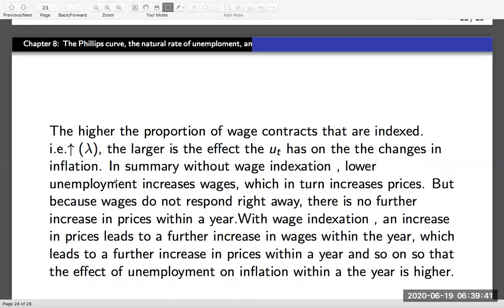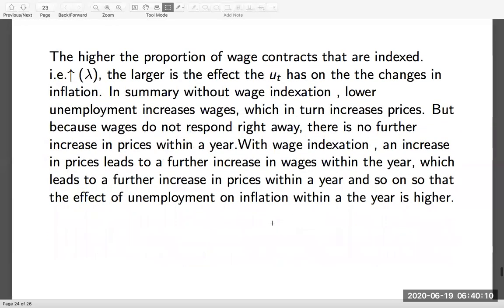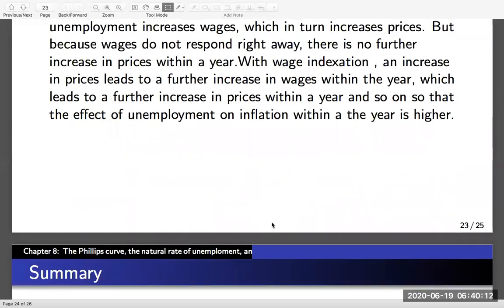In summary, without wage indexation, lower unemployment increases wages, which in turn increases prices. But because wages do not respond right away, there is no further increase in price within a year. With wage indexation, an increase in price leads to a further increase in wages within a year, which leads to a further increase in price within a year, and so on. So the effect of unemployment on inflation within a year is higher. That is what wage indexation does. It has a huge impact.